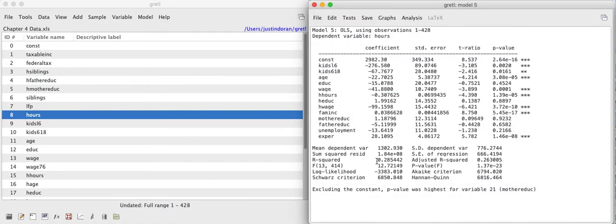Now, what we will note is the R-squared has dropped slightly, but remember we said that that might have been slightly artificially inflated because of the multicollinearity issue.